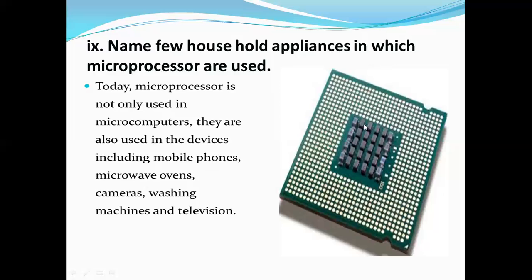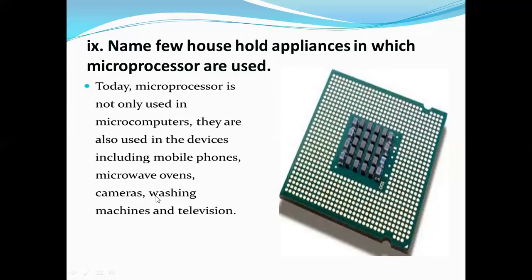So this technology is used in mobile phones. Microwave oven: the purpose of a microwave oven is to heat up food. In this microwave oven, microprocessors are also used nowadays. Third one is cameras, digital cameras, I am talking about digital cameras, not analog cameras. So cameras also use a microprocessor inside.